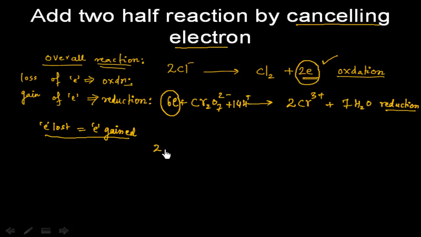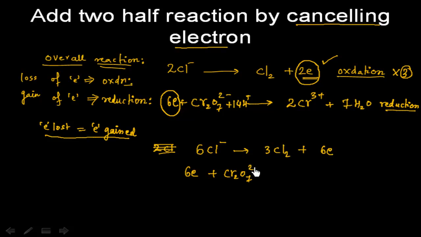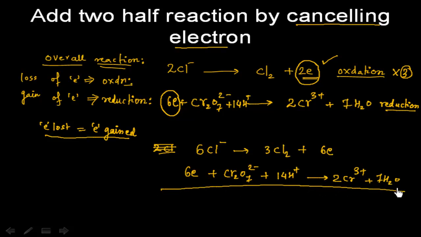So let us write here. If I multiply the oxidation equation by 3, we will have 6Cl⁻, and this gives you 3Cl2 plus 6 electrons. Now we will have 6 electrons plus Cr2O7²⁻ plus 14H⁺ giving 2Cr³⁺ plus 7H2O. Now if we add these two equations, the 6 electrons are cancelled.